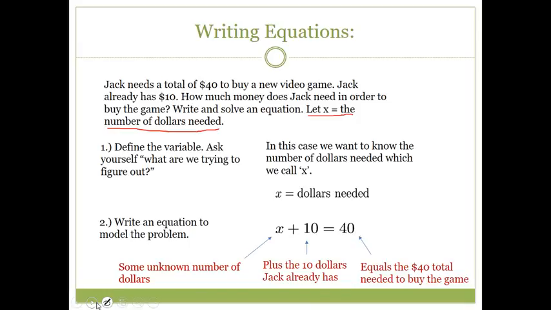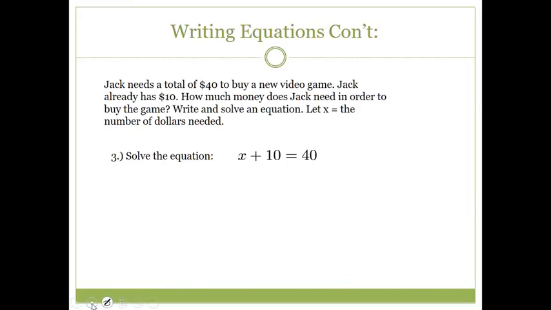Is that the only way we could have written the equation? No. You could have also gone right off the bat and said that the number of dollars we need is equal to 40 minus 10, which gives you your $30, which we can tell the answer is 30, right? Because 30 plus 10 is 40. But let's go ahead and solve that using our inverse operation. So we're going to solve the one-step equation, x plus 10 equals 40.